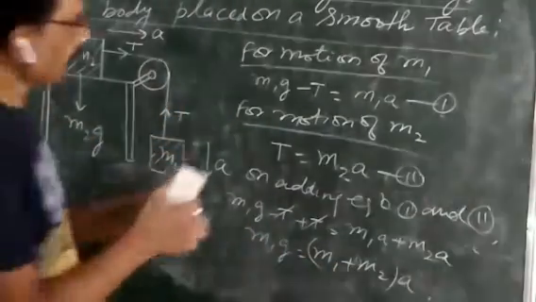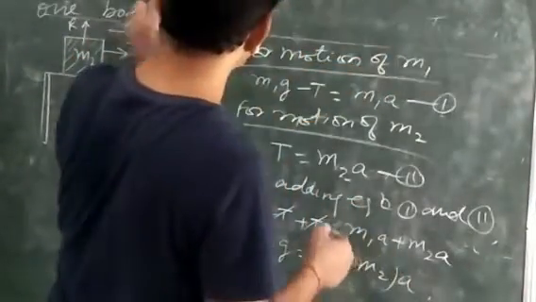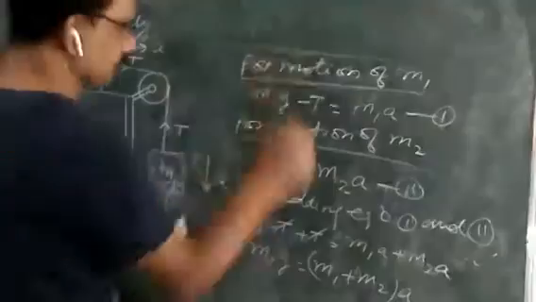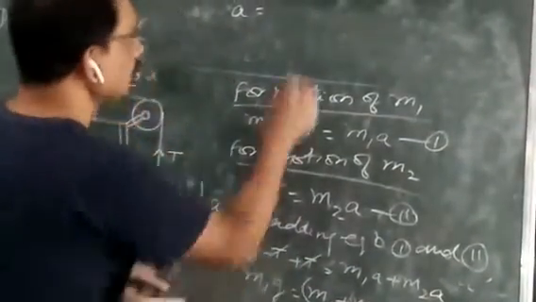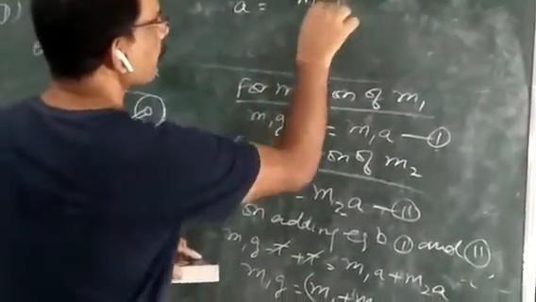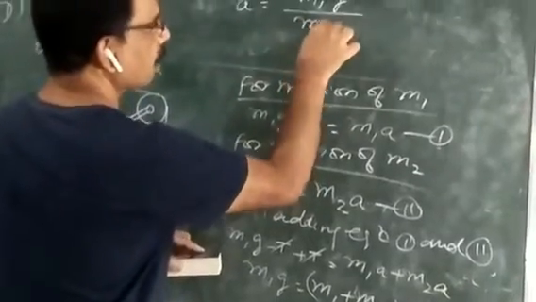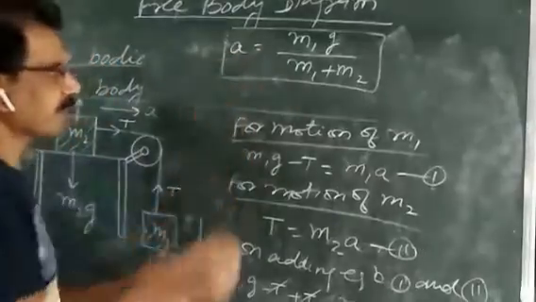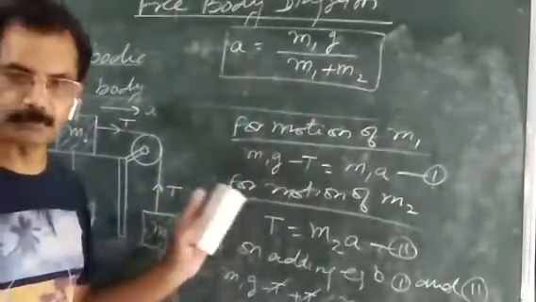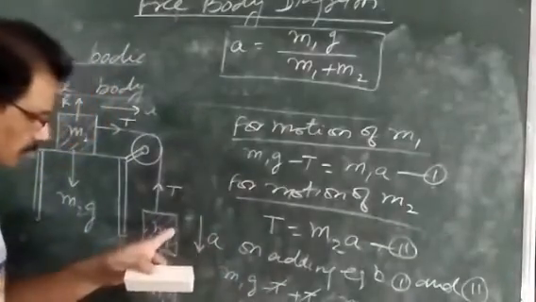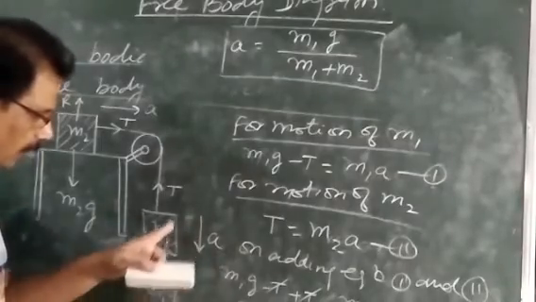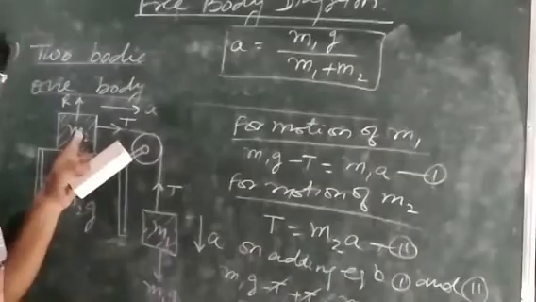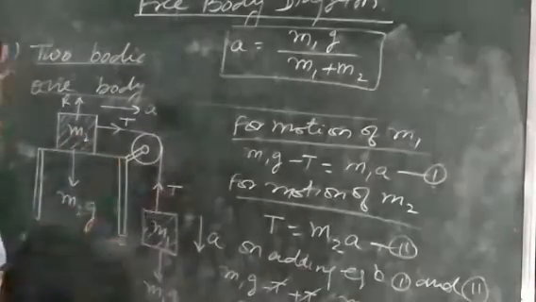So you can say a is equal to m1g upon m1 plus m2. So in this way you can find the expression for the acceleration of these blocks. And remember this, the acceleration with which this block m1 will move downward, with the same acceleration this mass m2 will slide on this smooth level.